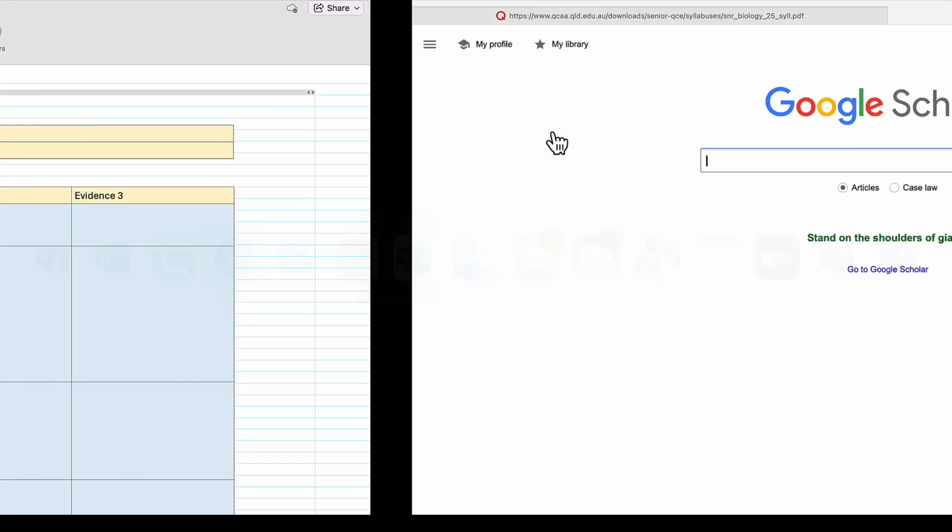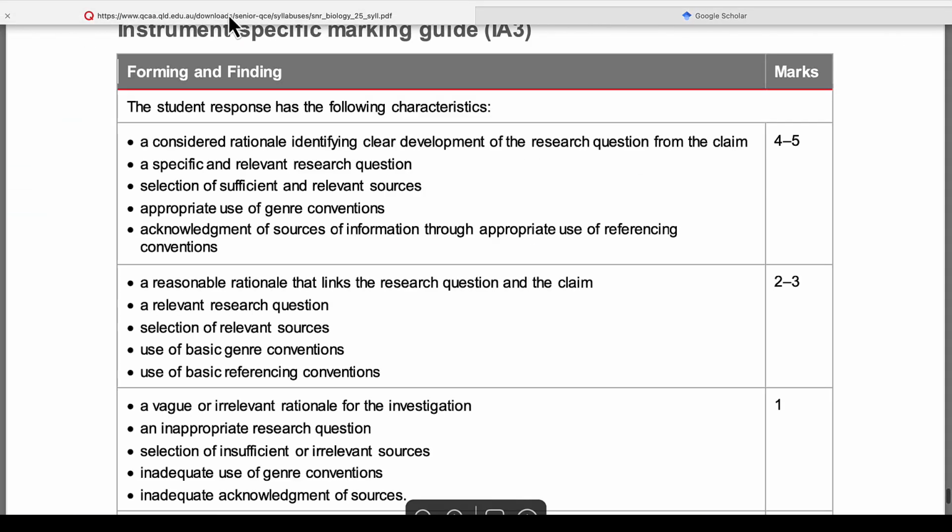Let's have a look at what the syllabus objective says. No, let's have a look at what the marking guide says. You need to have a specific and relevant research question. So relevant means that if this is your IA3, it needs to be the Unit 4 content. Now specific. Because our claim was really broad, we need to make that very, very specific.